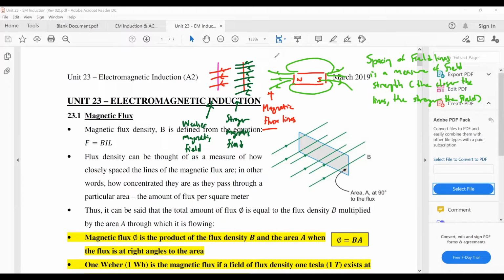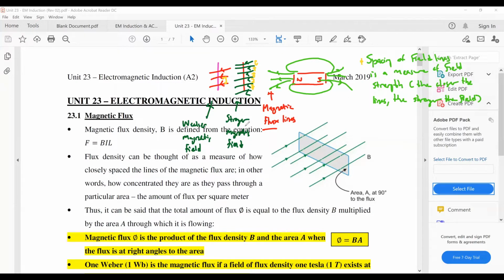The reasoning is because you see here, for that same given area, you notice that the spacing between the lines for this one is a lot smaller compared to this. So as you recall, I told you that the spacing of the field lines or flux lines is a measure of the field strength. The closer they are to each other, the stronger the field. Looking at it another way, if you have a given area, and you see that in that area there are a lot more flux lines, that one must be a stronger magnetic field, because it implies that the lines are closer to each other.